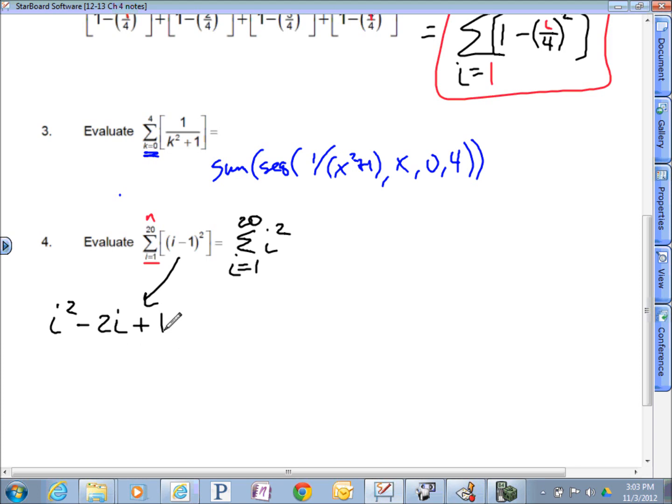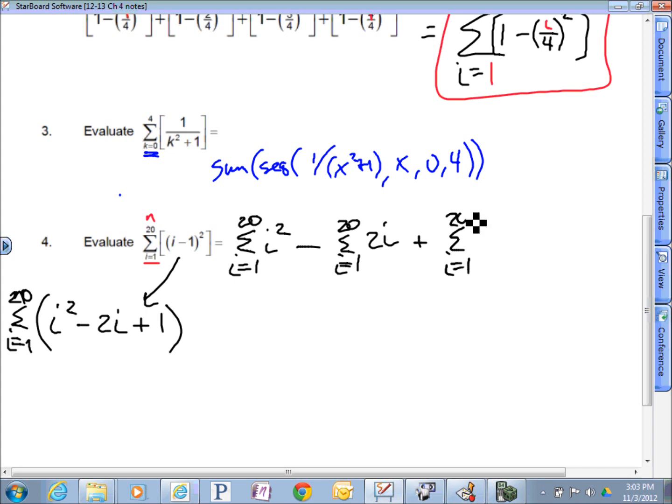Well, let's go ahead. We were supposed to be doing sigma I equals 1 to 20 of all of this. How about if we split it into 3 sigmas? Sigma I equals 1 to 20 of I squared, minus sigma I equals 1 to 20 of 2I, and my apologies, this should be a minus, plus sigma I equals 1 to 20 of 1. Well, now use your shortcuts. I squared shortcut: n times n plus 1 times 2n plus 1, divided by 6.